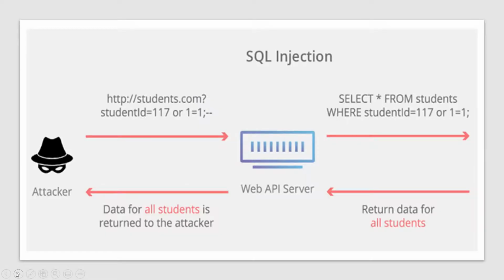Now moving further, let's see what these different types are. Looking at the first query, where it says http://students.com?studentid=117. Now just read till student id equals 117. What is happening is you are trying to parse this query where you are saying that I need to get the student where student id is 117.